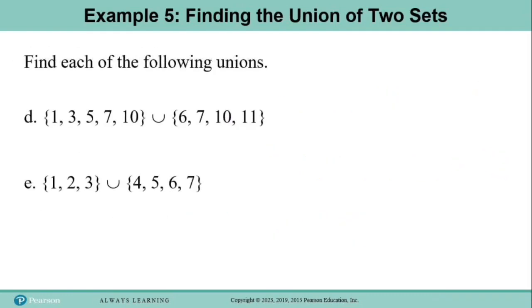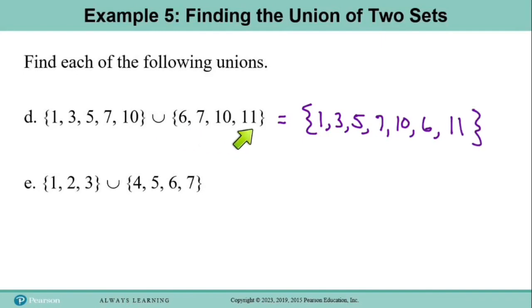Now here is part D, and so I hope that you'll pause the video, try these last couple on your own. And now we'll go through them together. So in part D, we have the set containing 1, 3, 5, 7, 10, union the set containing 6, 7, 10, and 11. So the union is going to be the set containing the 1, 3, 5, 7, and 10, and then also the 6 and the 11.